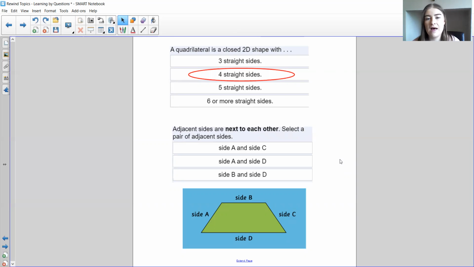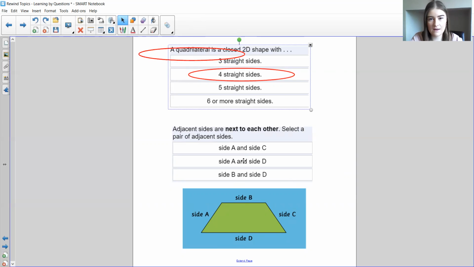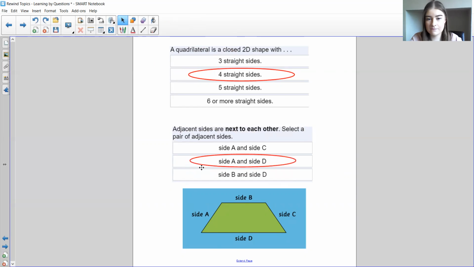So select a pair of adjacent sides. Which sides are next to each other? A and C. No, they're opposites. A and D. Maybe they are next to each other. And B and D, no, they're opposite. So I think the answer is, whoopsie daisy, A and D.